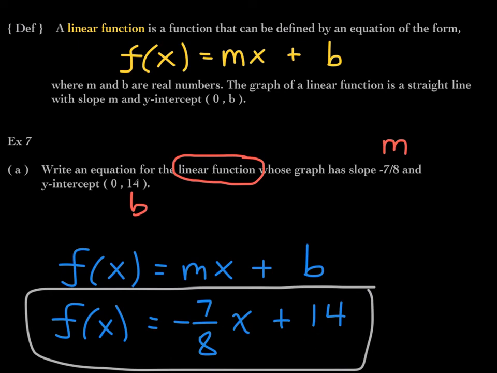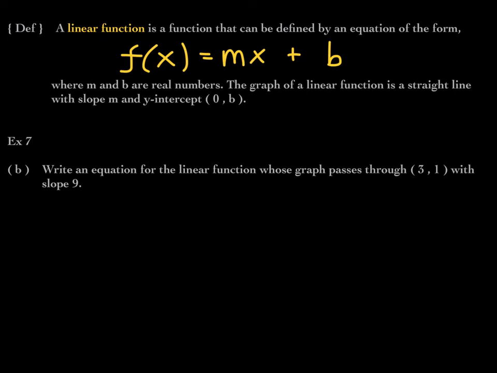Now, we're not graphing this at the moment, but if you were, I would plot this point first, (0, 14), and then I would move according to my slope. Slope is rise over run. So the line would be going down. When you read the line left to right, the line would be going down because the slope is negative. All right, let's look at another example.